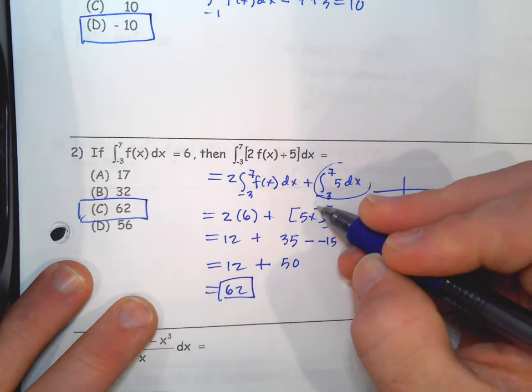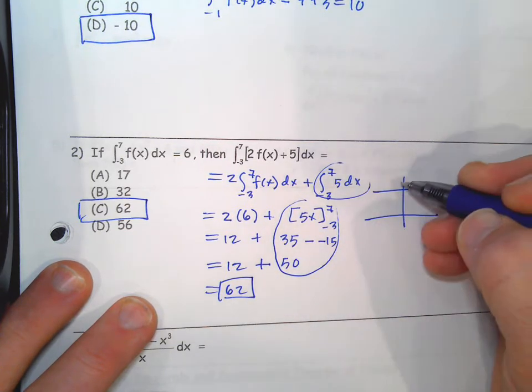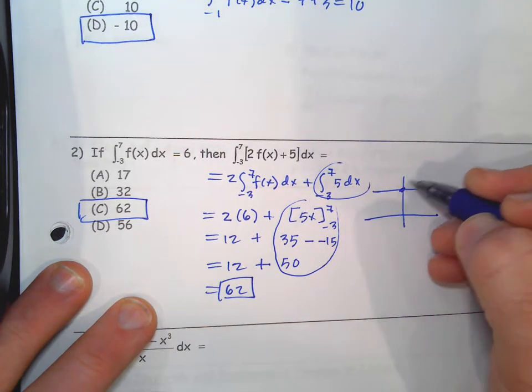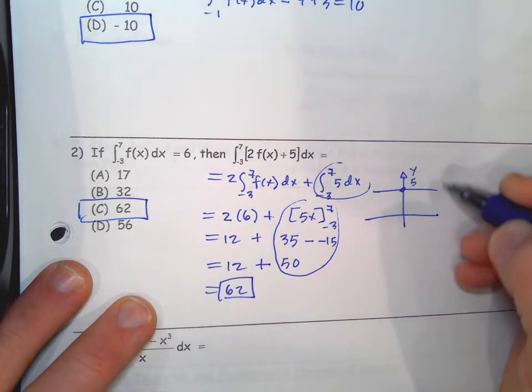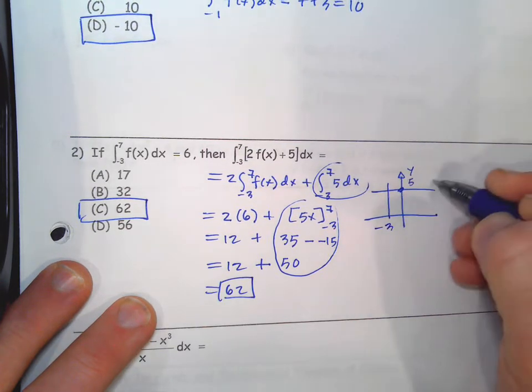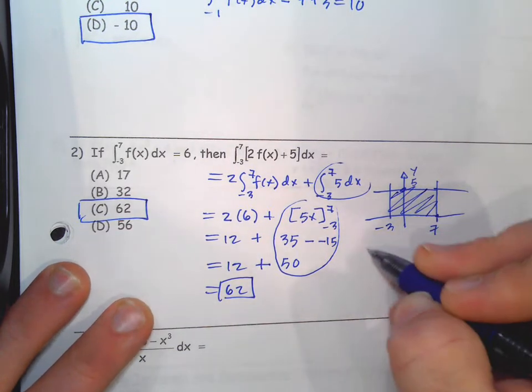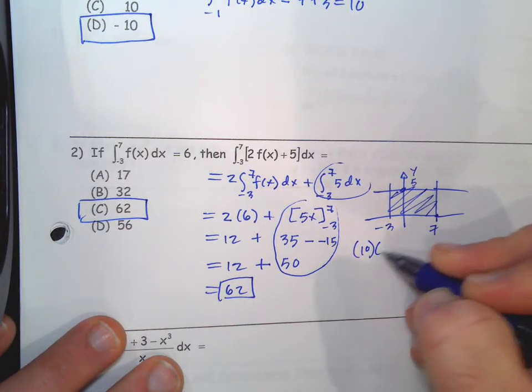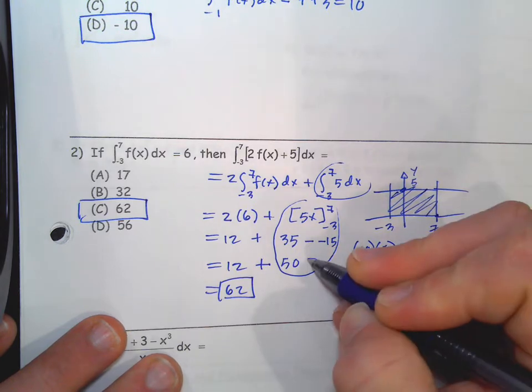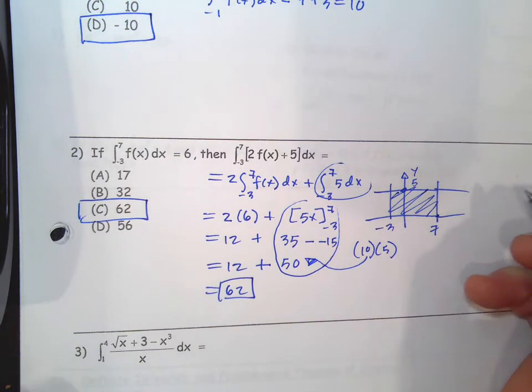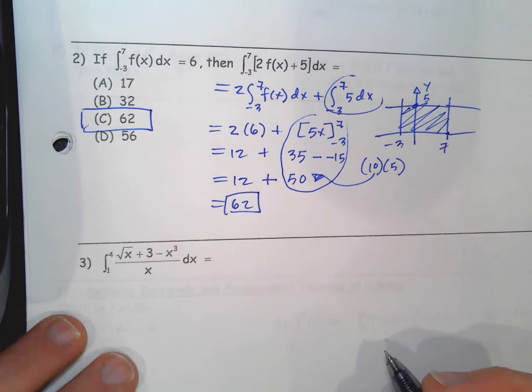So you could do all this work right here to get the 50, or you could say, oh, this is just a constant function 5, a horizontal line, and we're trying to find the area from -3 to 7. It's just a rectangle. It's base, which is 10, times the height, which is 5, and that gives you the 50. Either way, show me how you did it though.